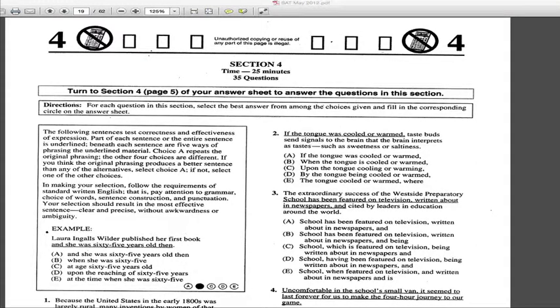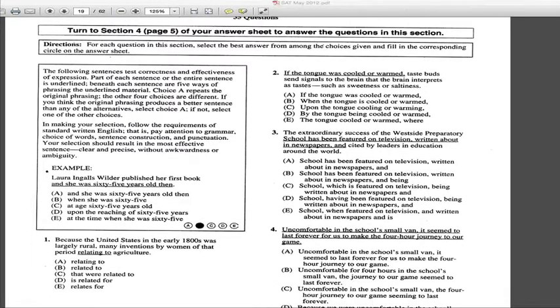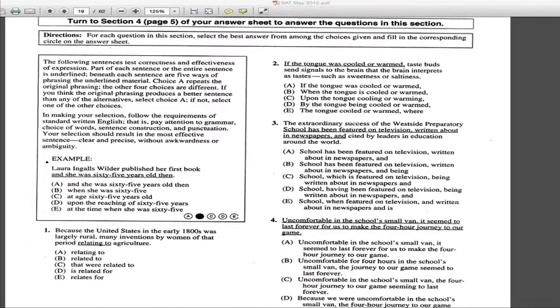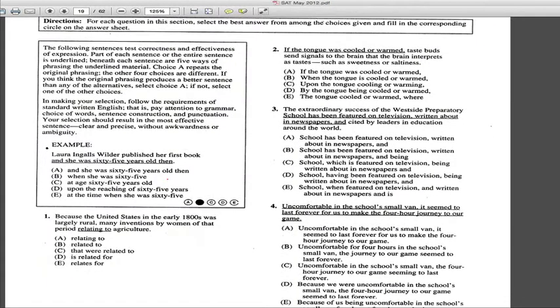In this video, we'll be solving section 4 of the SAT 2012 writing section for the SAT test. In this video, I'll show you the ways I use to get a high score and my insights into solving this paper. So let's go ahead and start off with question number 1.